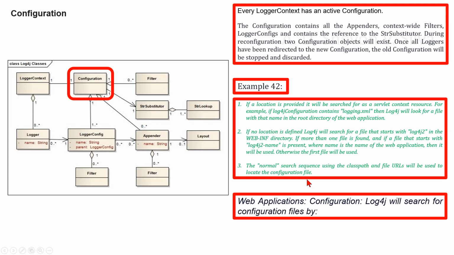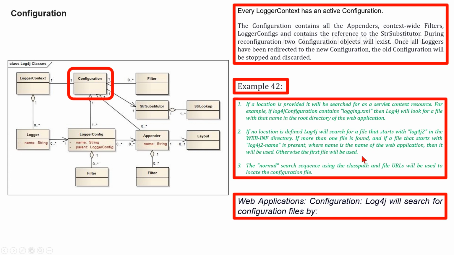Log4j allows the configuration file to be specified in the web.xml using the log4jConfiguration context parameter. Log4j will search for configuration files by location. If a location is provided, it will be searched for as a servlet context resource. For example, if log4jConfiguration contains logging.xml, then Log4j will look for a file with that name in the root directory of the web application.